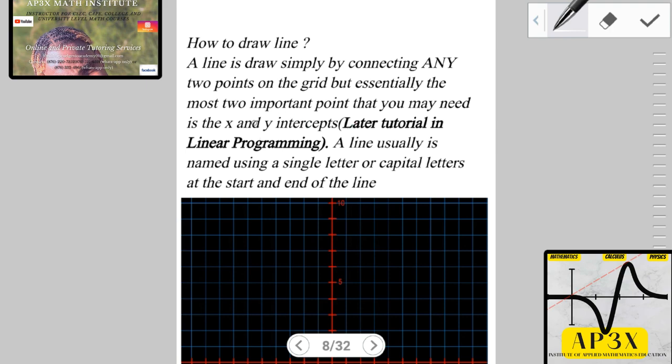Now this concept is very important for you to grasp, because in a later tutorial, known as linear programming, you're going to find that this concept of finding the x and y intercept will play an important role later on.